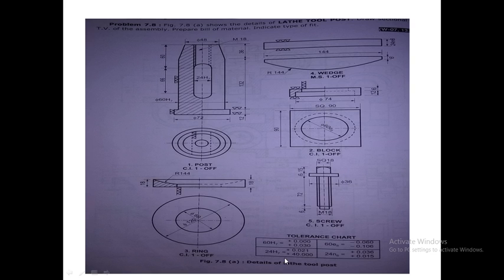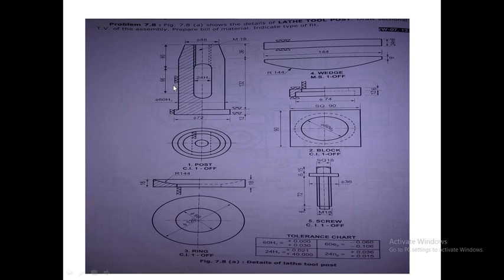This is the tolerance chart. You can see 60 h7, 24 h7. This is the tolerance for the hole of diameter 60 mm and 24 mm, and this is the tolerance chart for the shaft of diameter 60 mm and 24 mm.